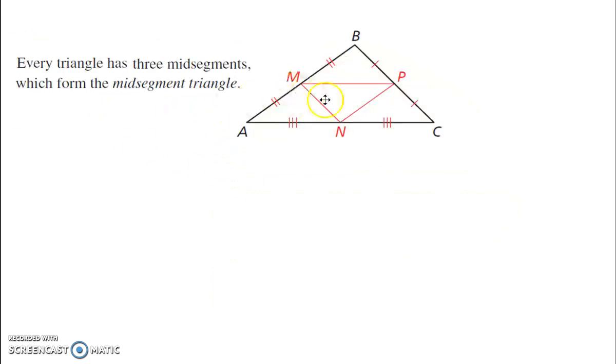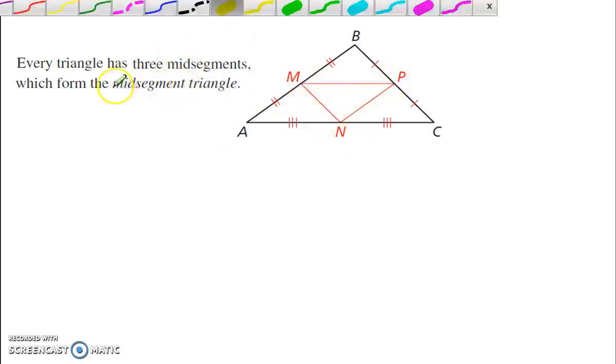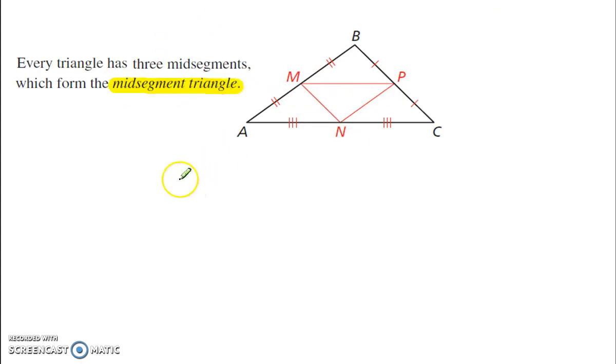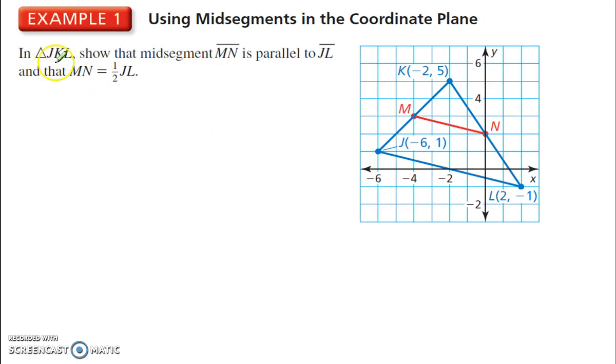Every triangle has 3 midsegments, and if you connect all those points, it makes what's called the midsegment triangle. All right, using these, here we have triangle JKL, and we want to show that the midsegment MN is parallel to JL, and that MN is 1/2 of JL.